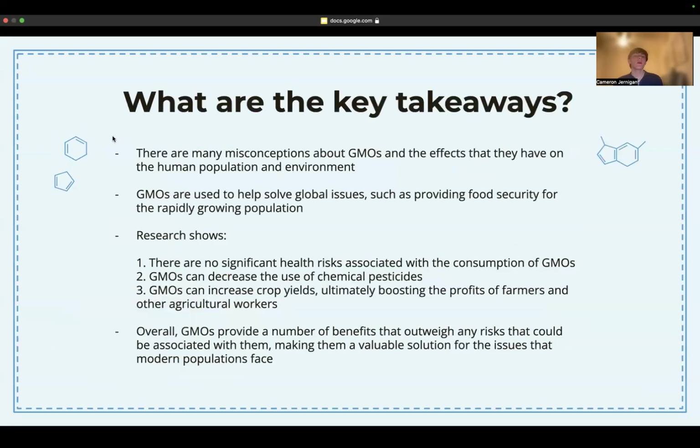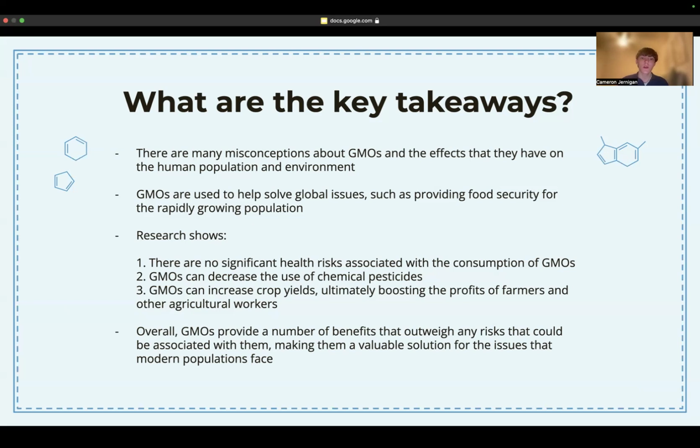So the key takeaways from our argument are that there are many misconceptions about GMOs and the effects that they have on the human population and the environment. GMOs are used to help solve global issues, the big ones being providing food security for the more rapidly growing population. And another big point of our argument is the fact that it can provide nutrition for populations that don't have access to more nutritional foods.